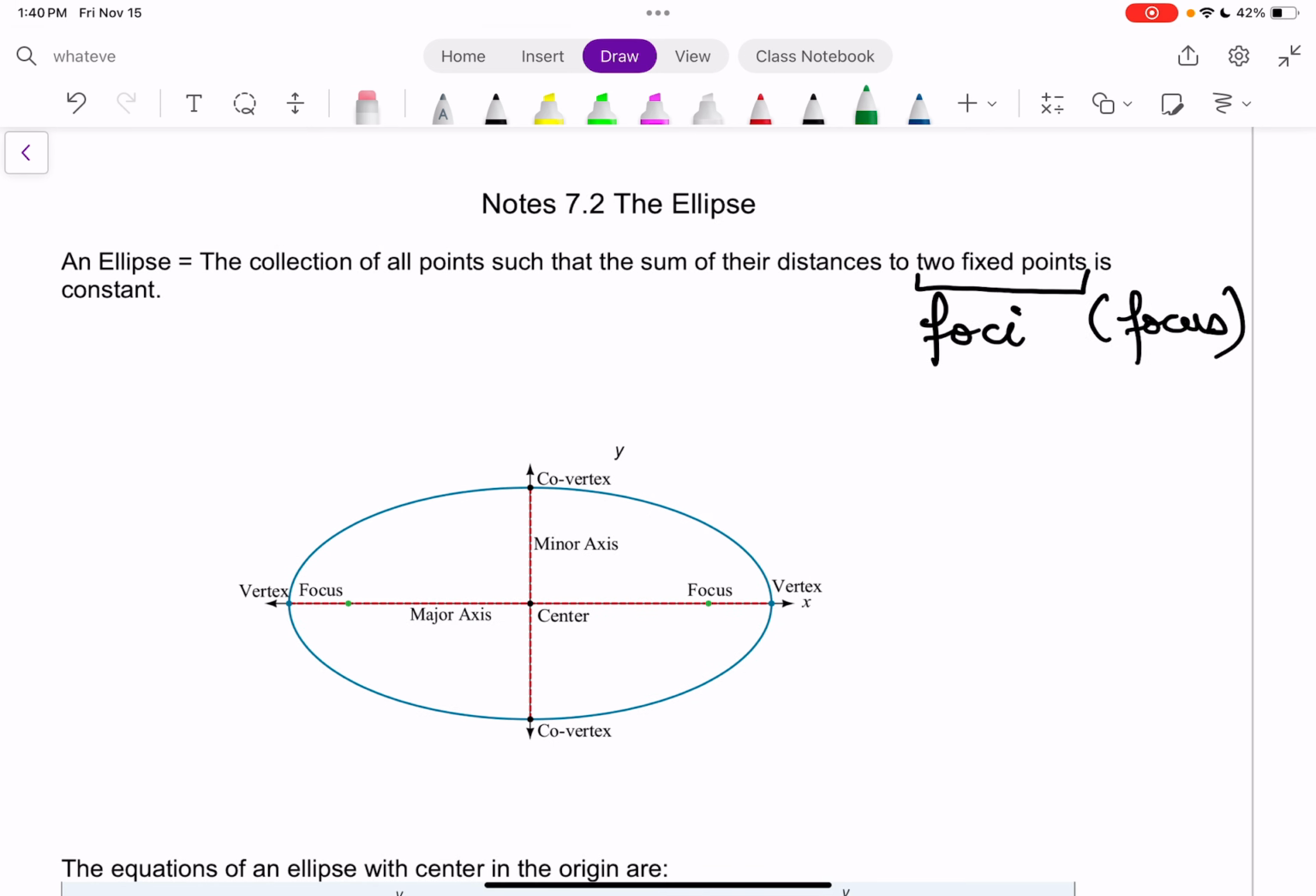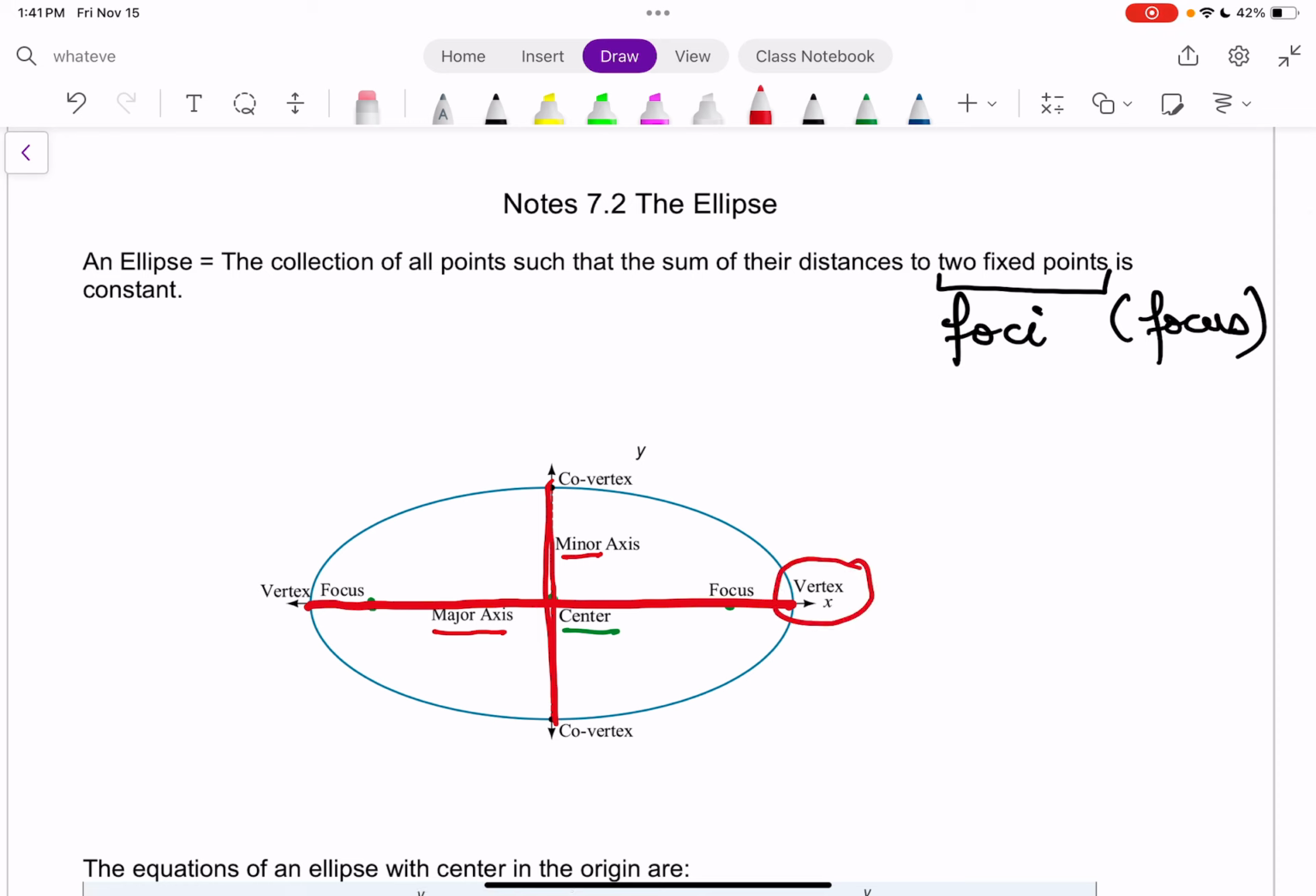Now, halfway between these two foci that we're starting with, the point halfway through is called the center. So an ellipse also has a center. This, as you see, has a longer side and a shorter side. The longer side is called the major axis. The shorter side is called the minor axis. At the end of the major axis, so at the end of the longer side, you have your vertices. Vertex is one. Vertices is the plural of a vertex. And at the end of the shorter side, you have your co-vertices. Okay, and there it is.